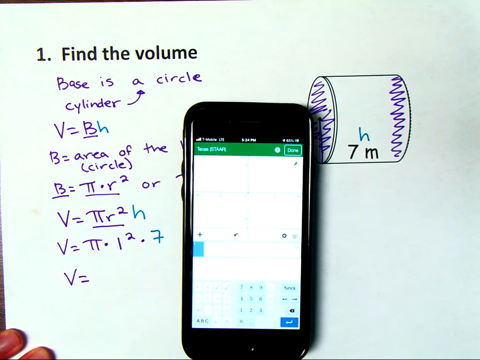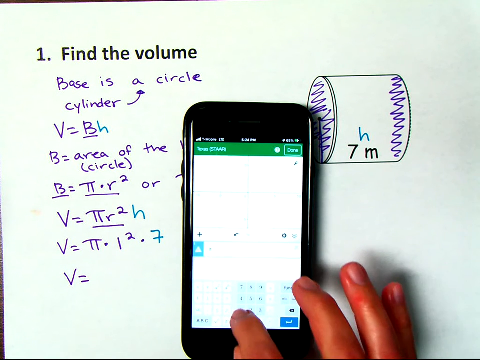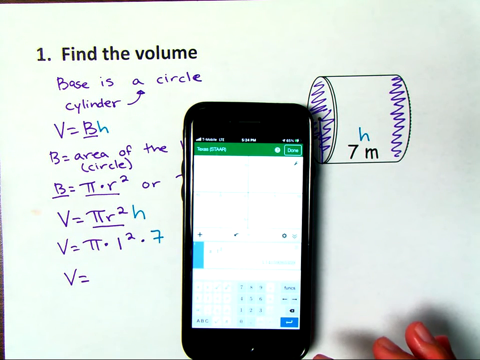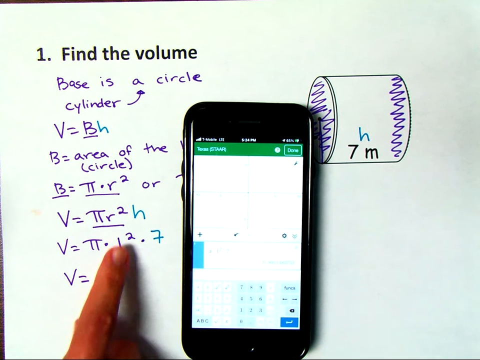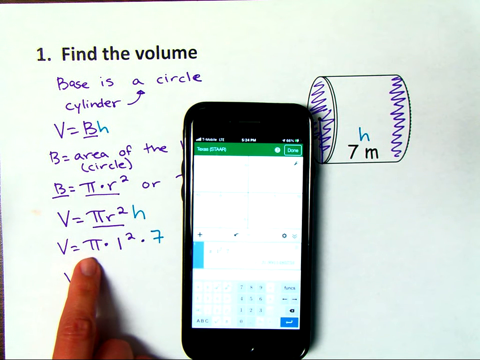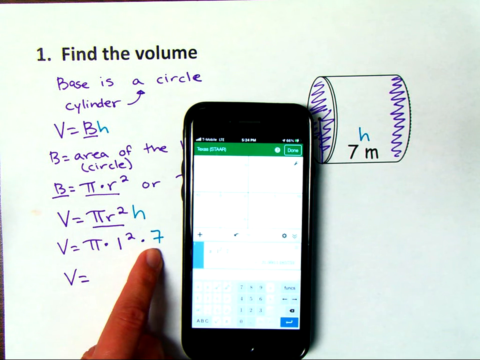So again, I know it's a little difficult to see on here, but hopefully you have your calculator ready. So we're going to say pi times 1 to the power of 2, or 1 times 1, times 7. Remember that exponent 2 means repeated multiplication of the base. So you could type in your calculator pi times 1 times 1 times 7, and you'll get the same thing.